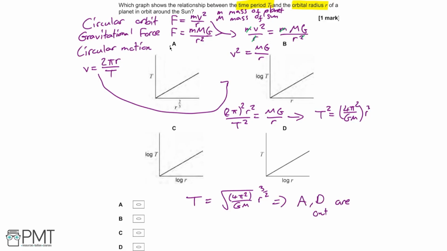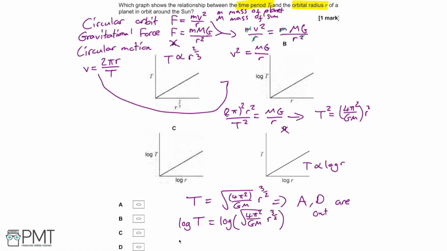because in a, t is directly proportional to r to the 2/3, and this one is out because t is directly proportional to the logarithm of r here. So that's no good. If we take logarithms of both sides, then we can determine which of c or b has to be the correct answer. Taking the logarithm of the left, we just get log t. Taking the logarithm of the right, we get log of this constant, square root 4 pi squared divided by gm, multiplied by r to the 3 over 2.